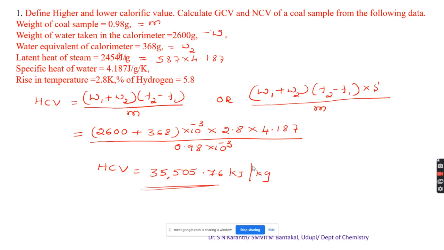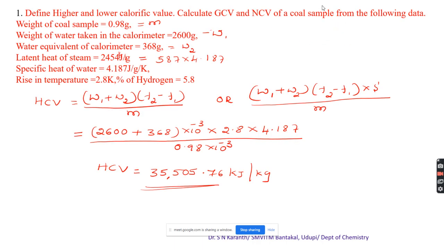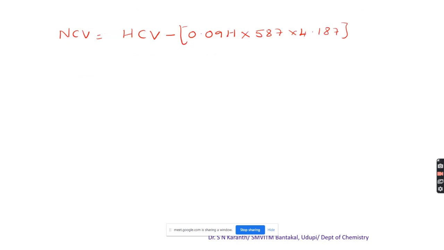Because when you multiply by the specific heat of water, you will get the HCV in terms of kilojoule per kg. Then they asked to determine the net calorific value also. So the net calorific value is equal to, you know the formula, higher calorific value minus 0.09 H, because 1 gram of hydrogen gives 9 gram of water. So that's why it becomes 0.09 into the quantity of hydrogen, multiplied by 587 into 4.187, or you can directly take it as 2454, the latent heat of steam.